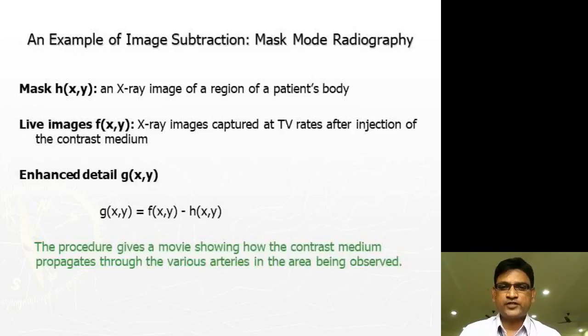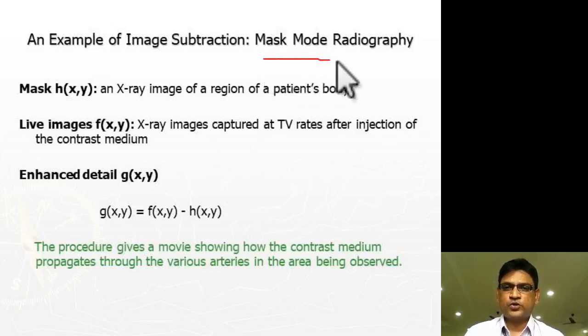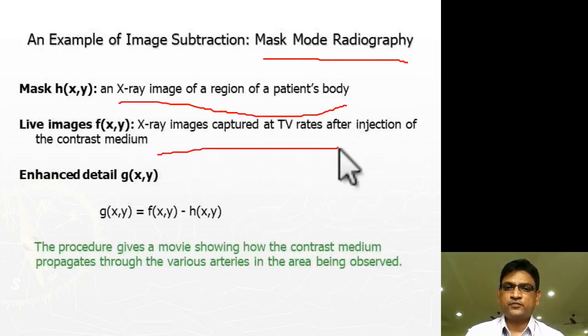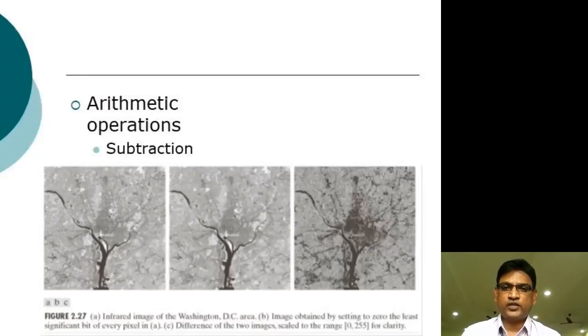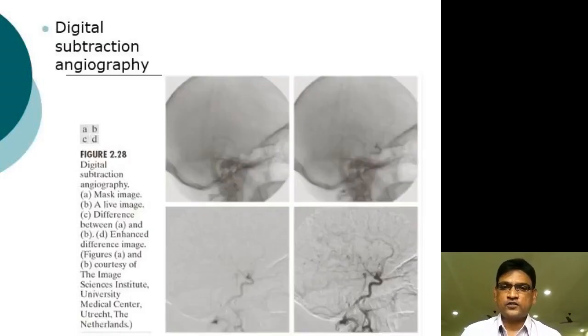Similarly, subtraction is another enhancing operation. This is used in mask mode radiography in the medical field, where we have an X-ray image, and then we take live images after sending some material into it, and g of x y is f of x y minus this one. So we remove that, and then finally we enhance like this. We find the difference, and then we find the plot. Similarly, this is another example where we can see a skull image, and this is the enhanced image using subtraction.